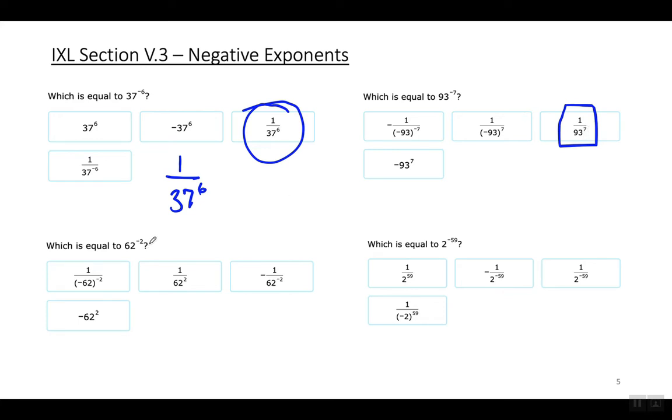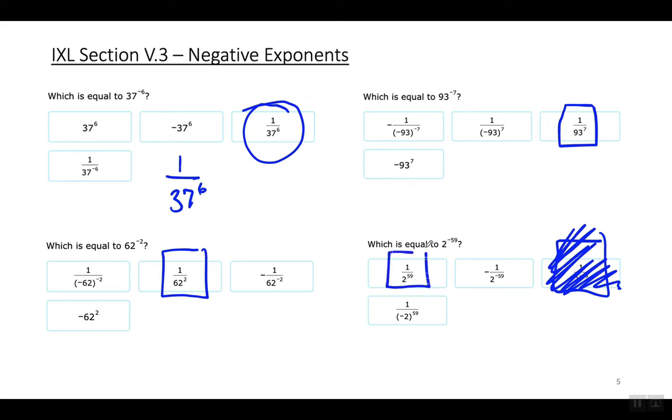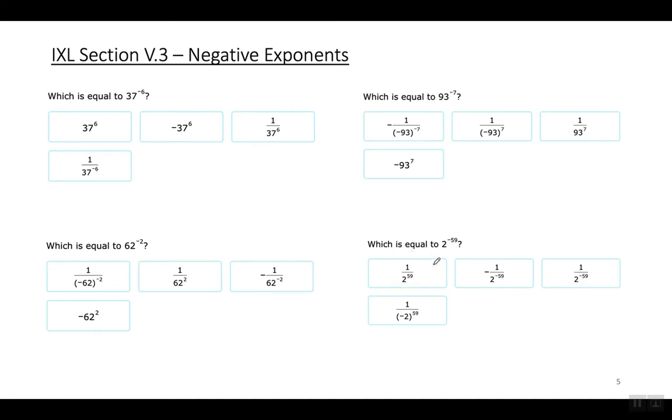Here, which is equal to 62 to the negative 2 power, and over here, which is equal to 2 to the negative 59 power. Alright, that should be easy. Oh, wait, I made a mistake here. You got to be careful when you're going fast because that one still had the negative sign. When I put it on the bottom, that gets rid of the negative sign. So this is easy, but you got to look carefully because it's also super easy to make a mistake, especially when you're trying to go fast.